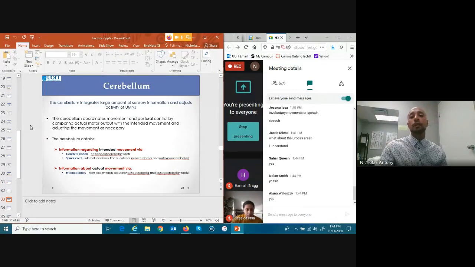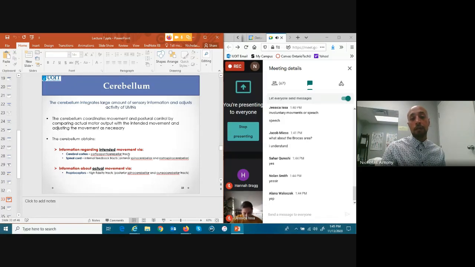Now remember, the cerebellum uses the unconscious tracks to the cerebellum. So we have the high fidelity tracks, and then we also have the internal feedback tracks. So the cerebellum is comparing intended movement with actual movement. And so these are the different tracks that are being utilized.